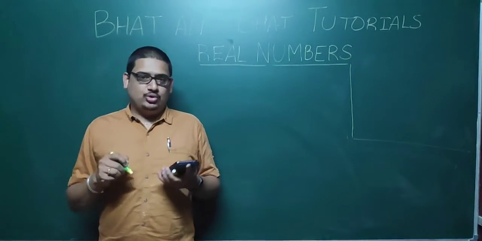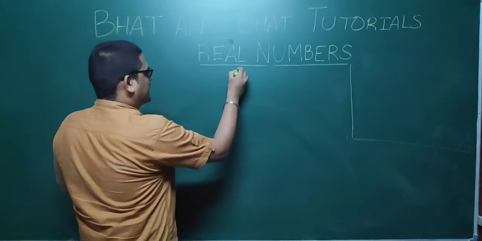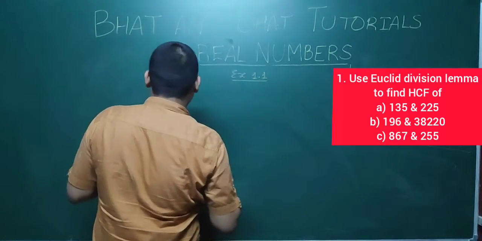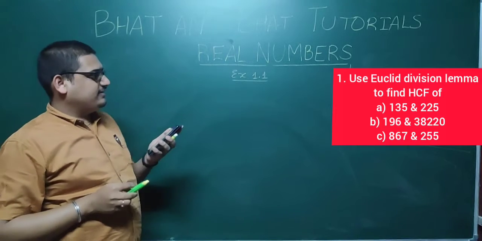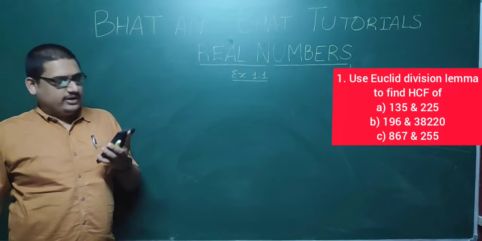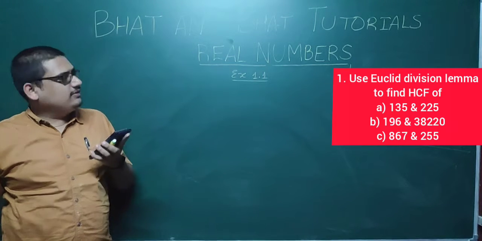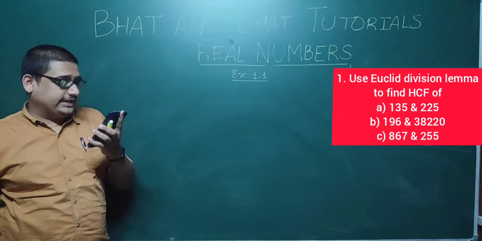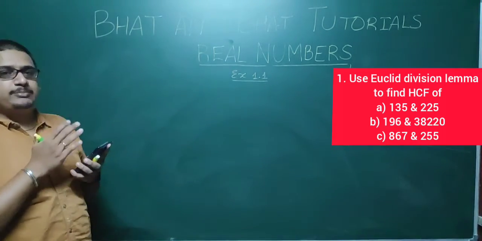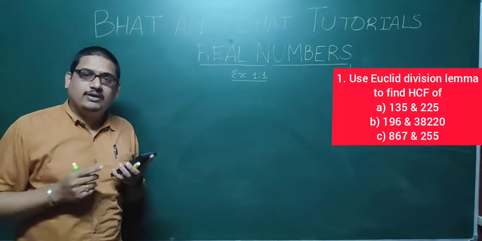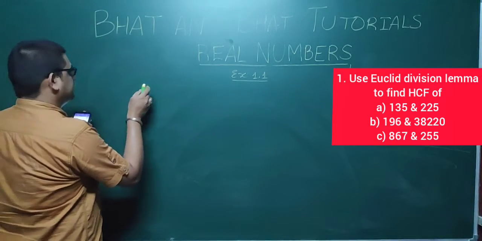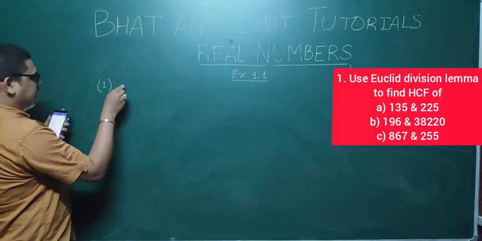Yes. Now let's move on to exercise 1.1 of your NCERT textbook. I have given the first question over there. It says use Euclid's division algorithm to find the HCF of. They have given three subparts. I will be solving only the second one. You guys have to take the first part and third part as your homework. This is my first assignment for today. So that is the first question, second subpart.